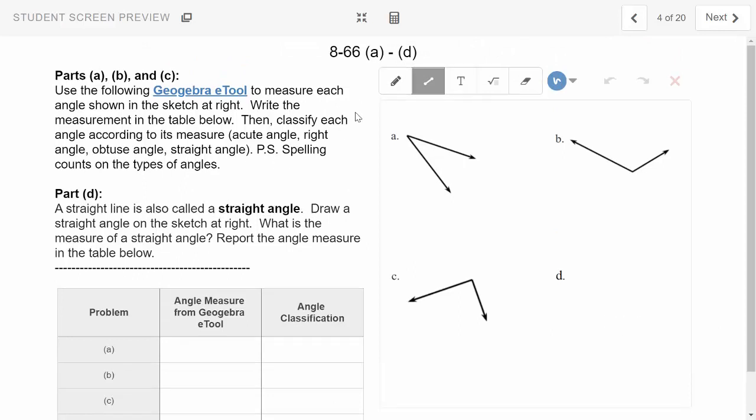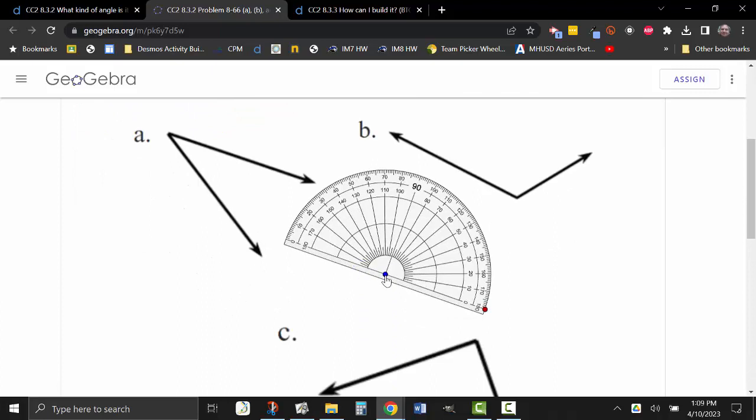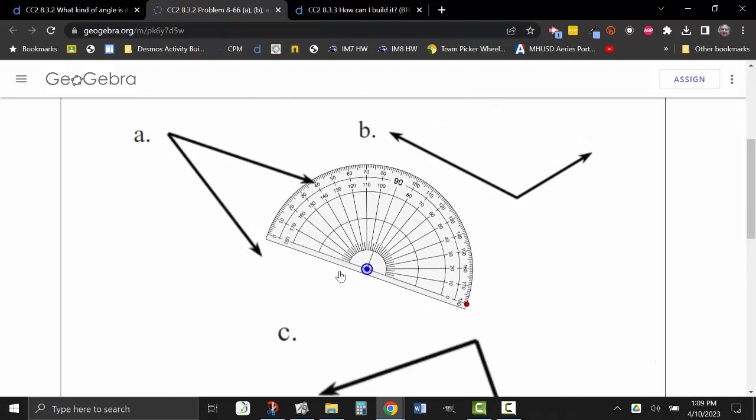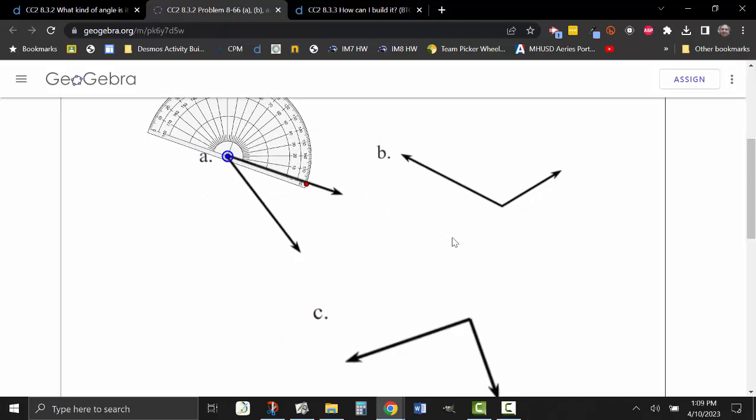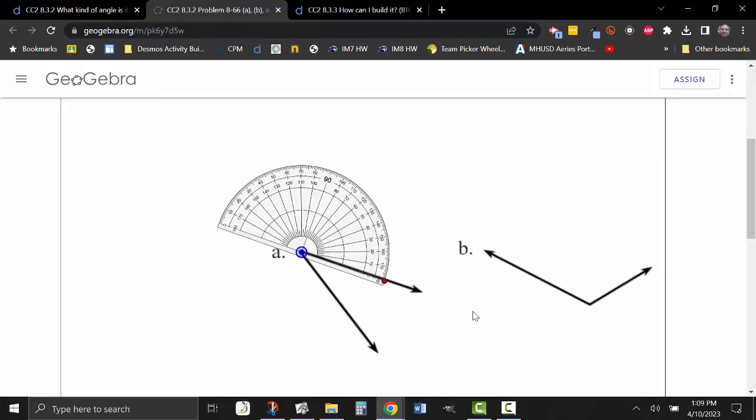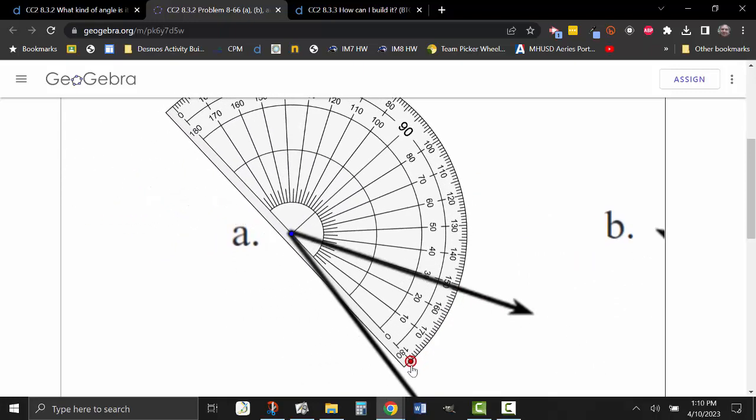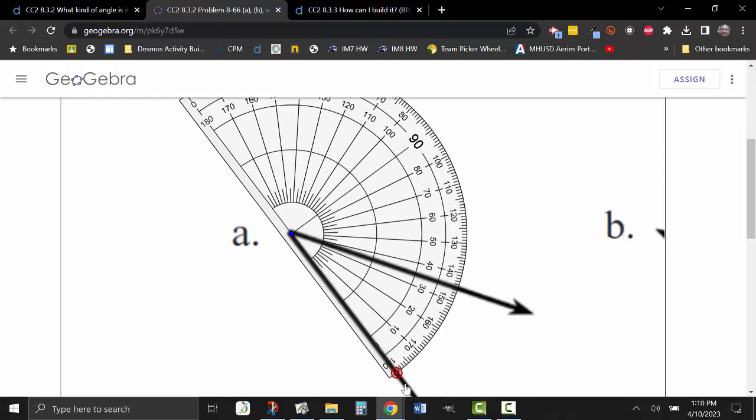straight angle. To use the GeoGebra tool, you'll click on the link, and it's going to bring up those exact angles. You'll want to line up the flat edge of the protractor with the long ray in each picture. To move the protractor, you click on the blue dot and move it over to the vertex. You may want to grab it, slide it around, and zoom in so you can really see it. And then you're going to pull the red dot to line up 0 along the long ray if you can.